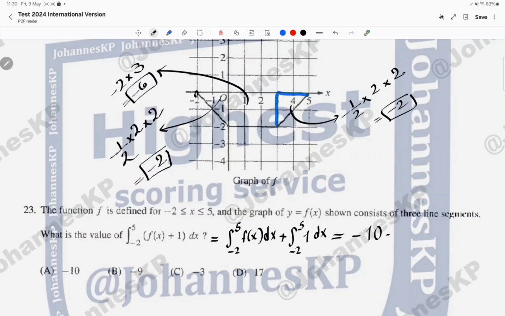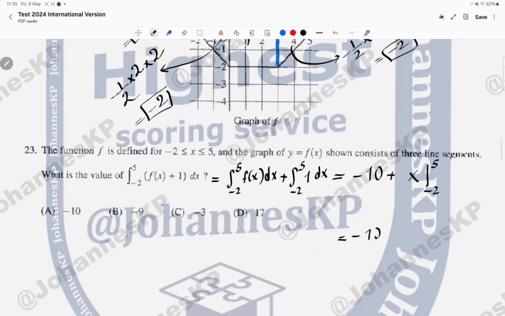So -10 plus, what's the integral of 1? What's the integral of any number? Just put x on the number. So 1 times x is x. And this integration becomes a vertical line from -2 to 5. So -10 plus, instead of x, put 5 minus. Right? You should do, one time you put 5, then minus sign, then put -2, right?